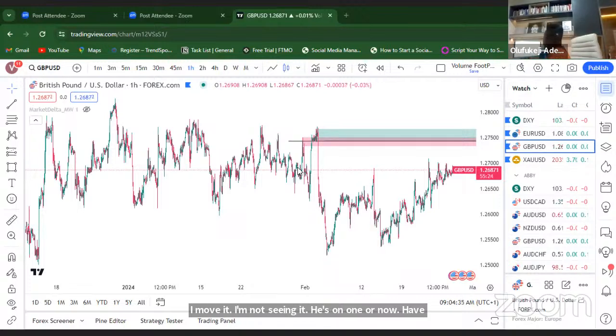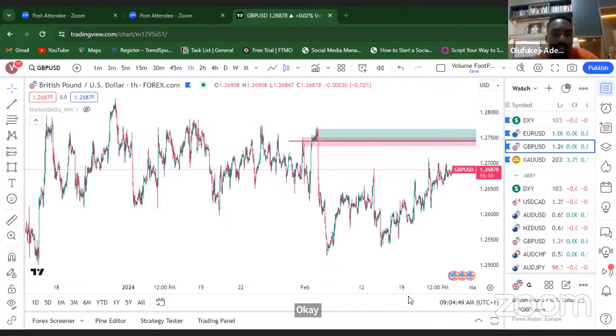So basically, on the daily, what we're seeing largely is a range. However, if you look at FinViz for sentiment, everything is tilting towards.